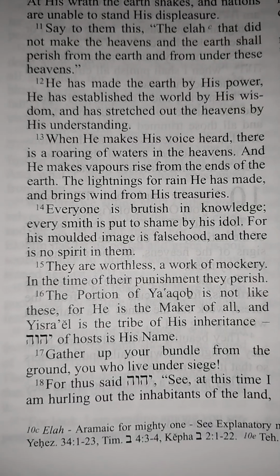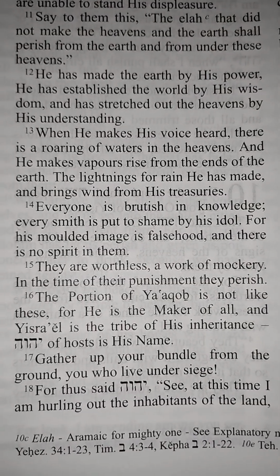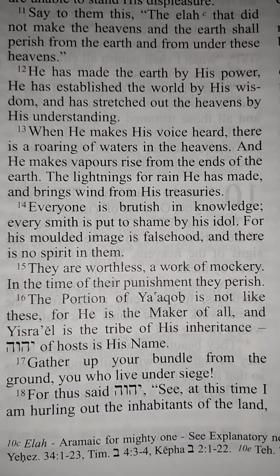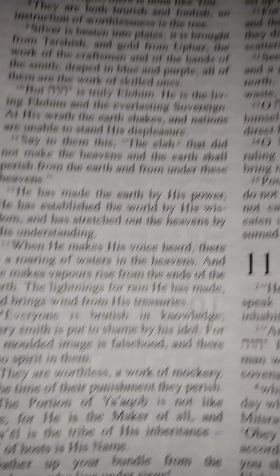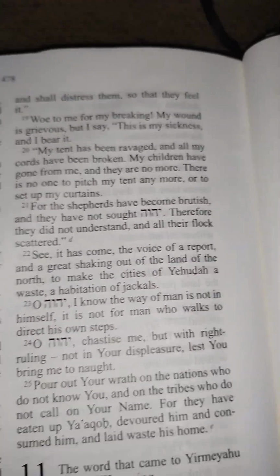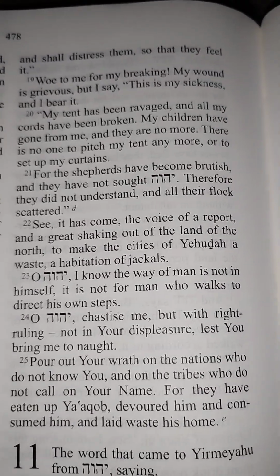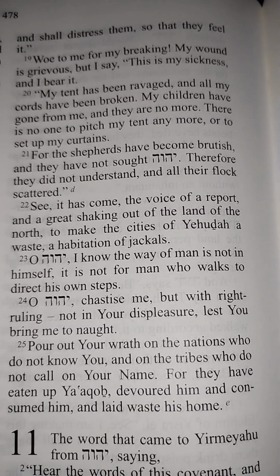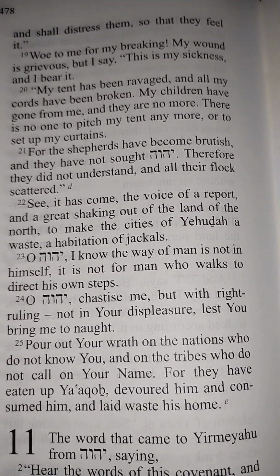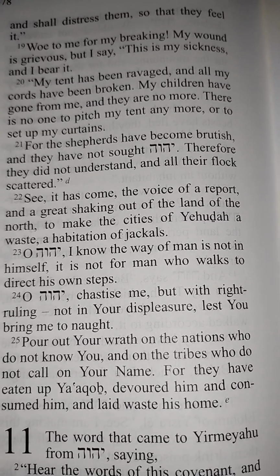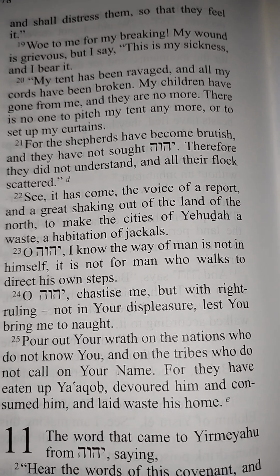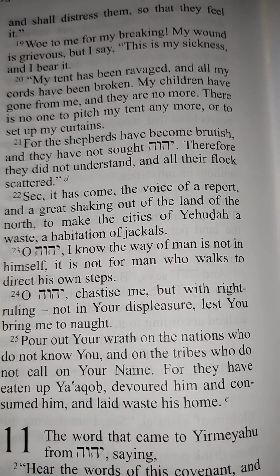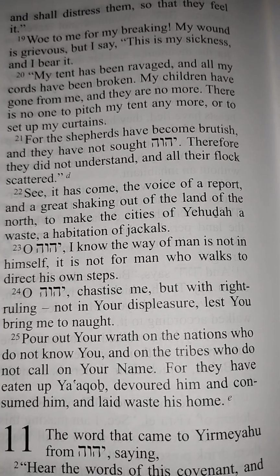Gather up your bundle from the ground, you who live under siege. For thus said Yahweh, see, at this time I am hurling out the inhabitants of the land, and it shall distress them, and they shall feel it. Woe to me for my breaking! My wound is grievous, but I say, this is my sickness, and I bear it. My tent has been ravaged, and all my cords have been broken. My children have gone from me, and they are no more. There is no one to pitch my tent any more, or to set up my curtains.